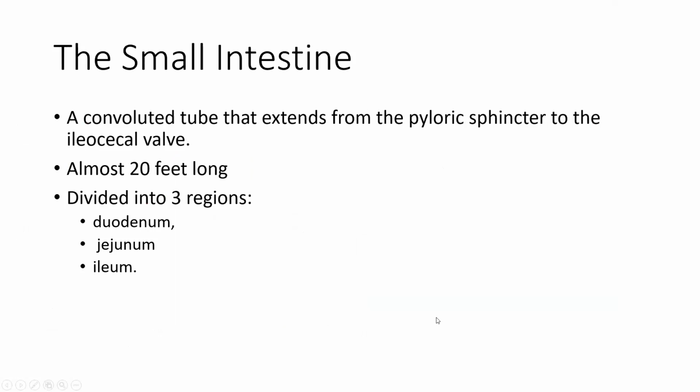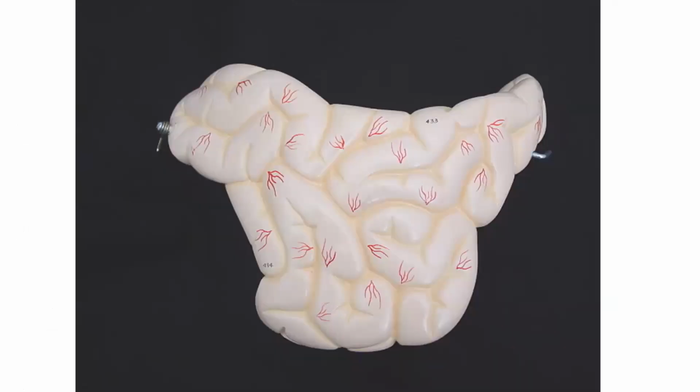On that bright note, we'll move on and talk about the small intestine. The small intestine is 20 feet long. It has three regions: the duodenum, the jejunum, and the ileum. The first region, the duodenum, is where we complete the process of digestion and start absorption. Also, it's where we absorb most of our fat.